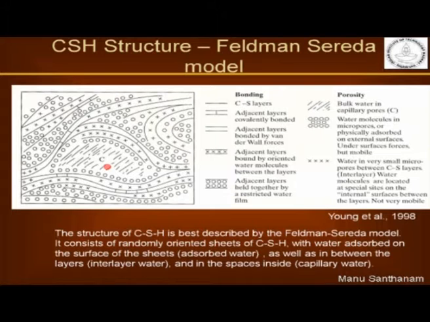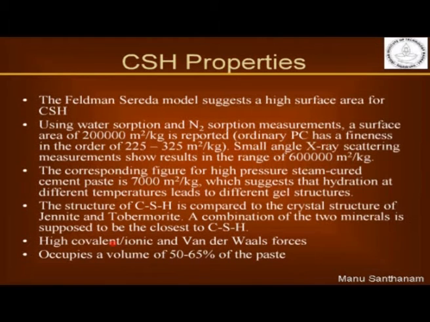So I just wanted to show you the structure of CSH. Basically, it's the most widely accepted one, which presents calcium silicate in the form of sheets, which has water trapped between layers as well as water adsorbed on the surface, and then you have capillary porosity, which also contains some water inside. So again, that model of CSH from Feldman-Sereda seems to suggest a very high surface area for the CSH.